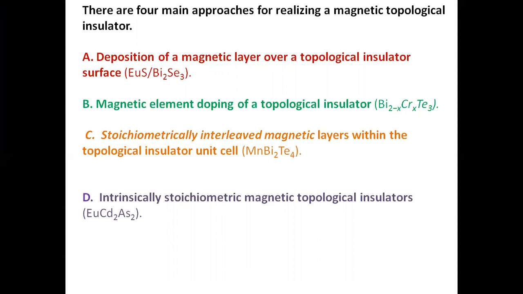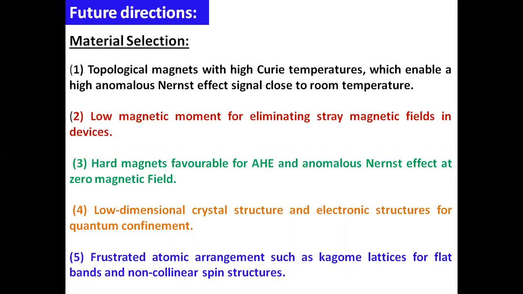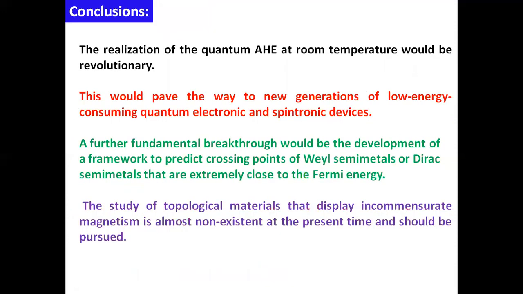something around 50K, but not liquid nitrogen also. Okay. So these are the material selection, how to select the material. So topological magnet with high Curie temperature or hard magnet favorable for anomalous Hall effect, low dimensional crystal to enhance the spin orbit coupling to preserve the topology at high enough temperature. And this is non-collinear spin structure like Kagome lattices. These are the different features. As an experimentalist, you should take into consideration before you choose the material. And this is what we're trying to achieve, or at least if we can successfully reach the liquid nitrogen 77K, that also will be very much useful.